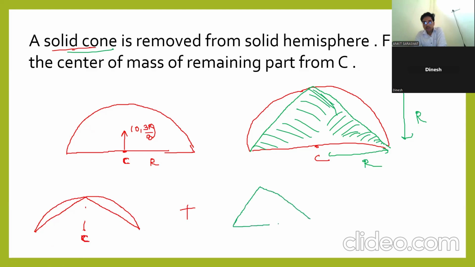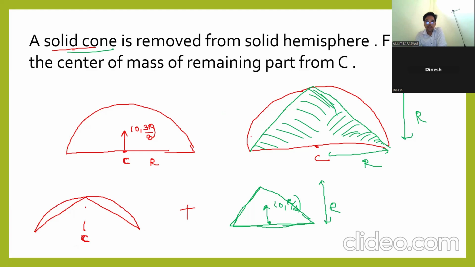Now, if you look carefully, the cone is symmetrical, right? A symmetrical cone we have cut. The height of the cone is r. So its center of mass will be h by 4 from the base, which means 0, comma r by 4. Clear?